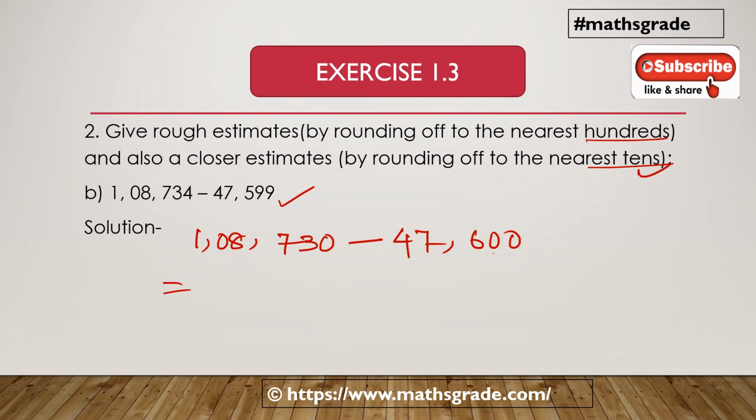Now subtracting, we get this difference will be 0. 3 minus 0 is 3, 7 minus 6 is 1, and 8 minus 7 is 1, 10 minus 4 is 6. 61,130. This is the answer.